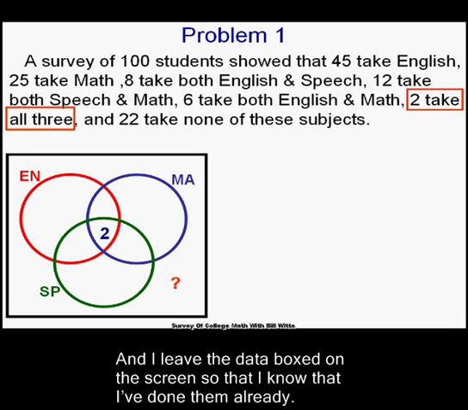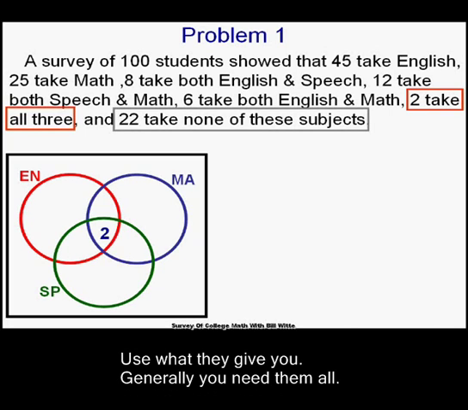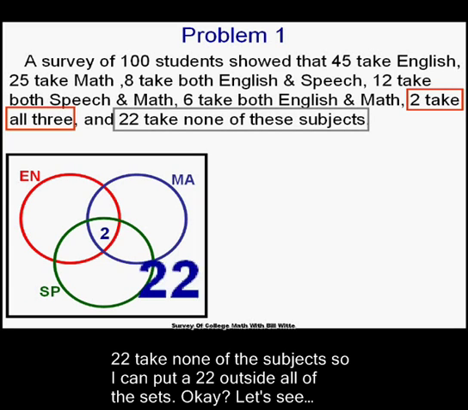Well, what I know, and I leave these things kind of boxed so that I know that I've done them already. You want to get all these numbers you can get in there that they give you, because you're going to need them all. 22 take none of the subjects, so I can put a 22 outside kind of all the sets. Okay?